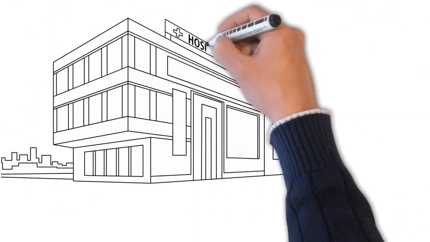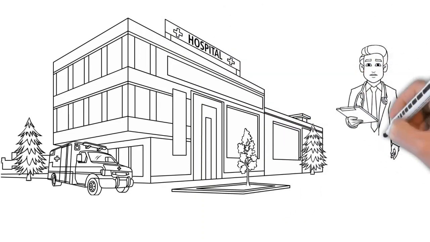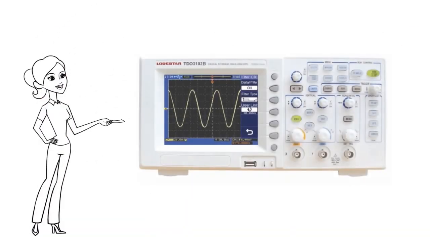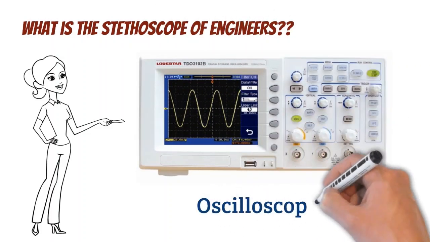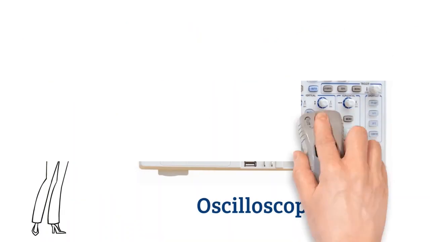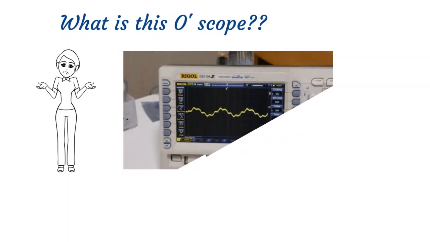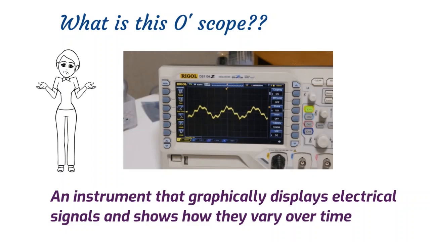You may have consulted doctors from your childhood, and definitely you may have seen the stethoscope which doctors use to check the pulse rate. Similarly, electrical engineers also have an equipment like a doctor's stethoscope. We call it an oscilloscope, or scope. So what is this so-called oscilloscope? An oscilloscope is an instrument that graphically displays electrical signals and shows how those signals change over time. Simply speaking, we can measure voltages and currents using an oscilloscope.